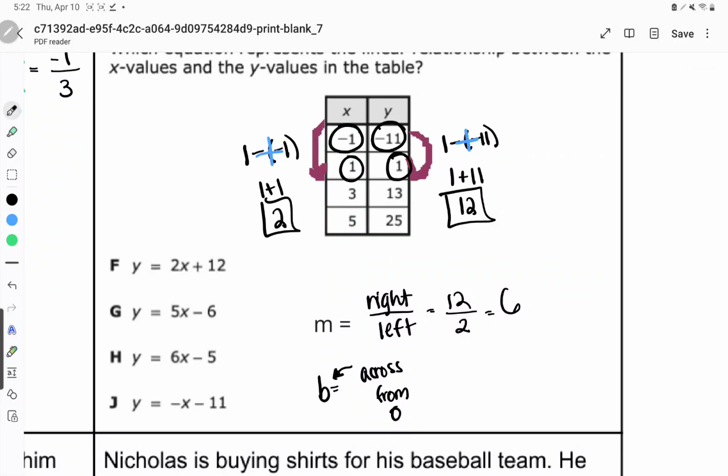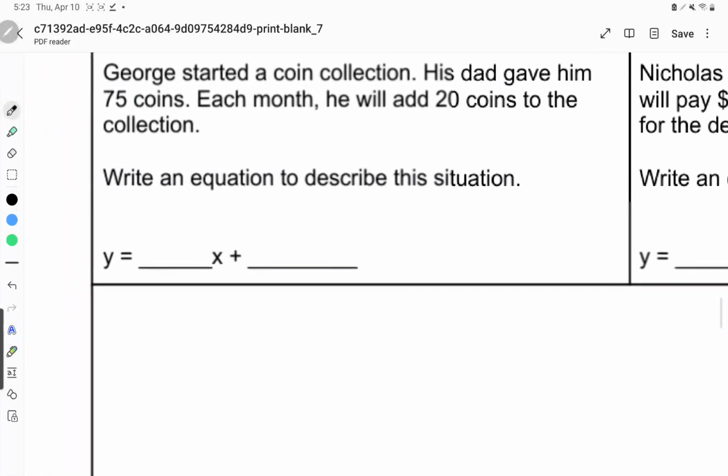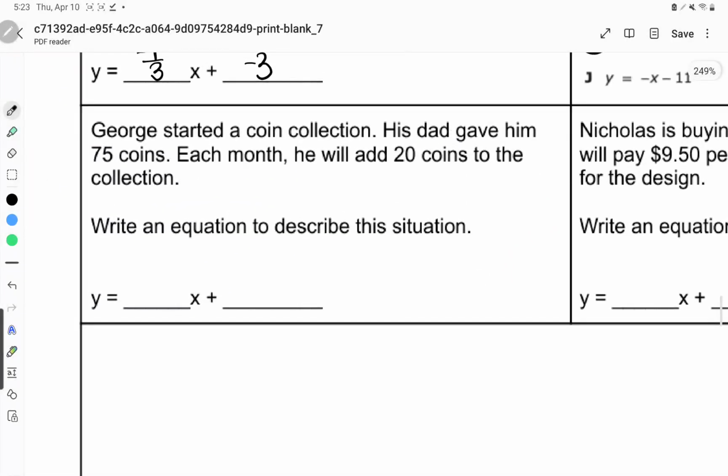Well, we're going to look for where m equals 6. So I have y equals mx plus b. So where this m is, or the number that's attached onto x, that needs to be a 6. Well, which answer choice has a 6 attached onto it? That would be H.